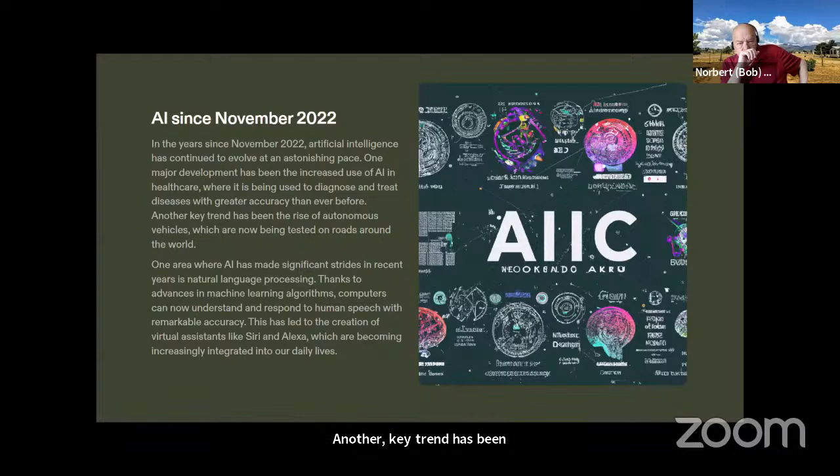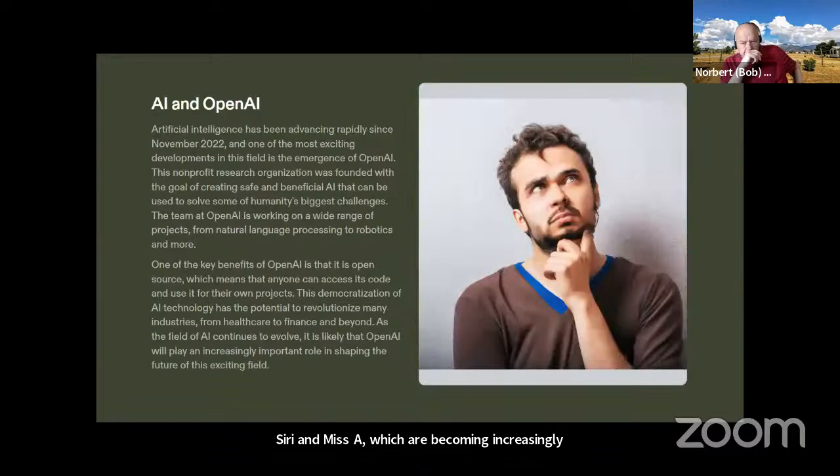One area where AI has made significant strides in recent years is natural language processing. Thanks to advances in machine learning algorithms, computers can now understand and respond to human speech with remarkable accuracy. This has led to the creation of virtual assistants like Siri and Alexa, which are becoming increasingly integrated into our daily lives. AI and OpenAI.